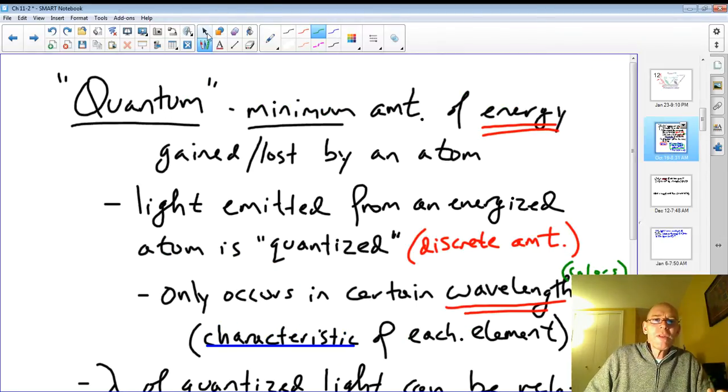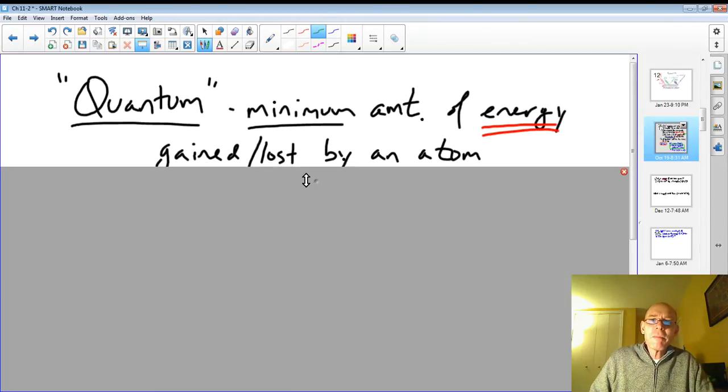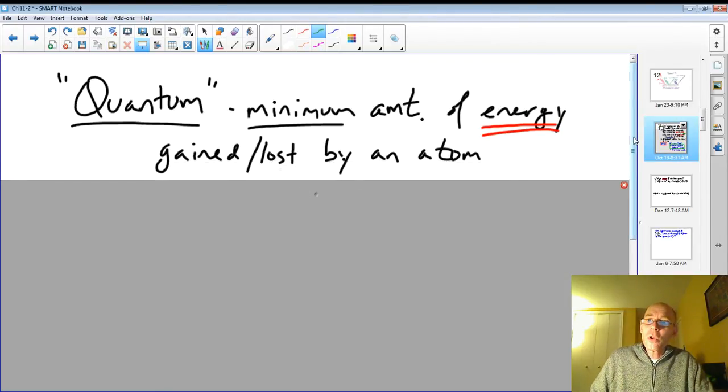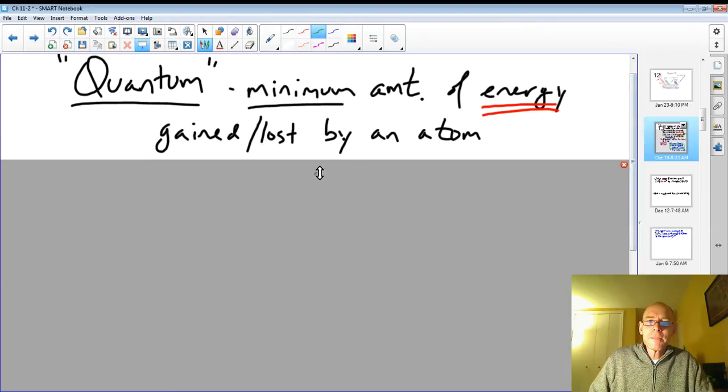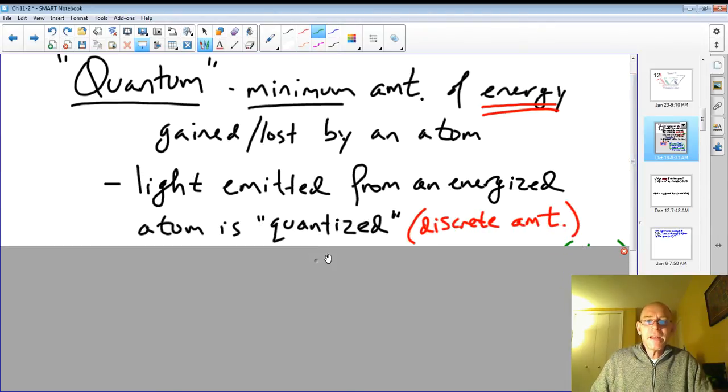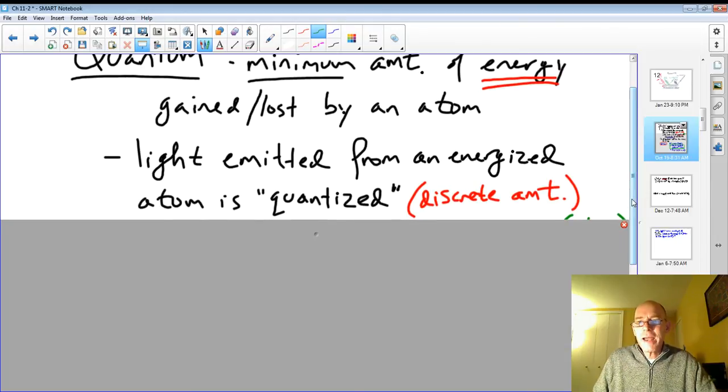So what is this quantum then? The quantum, again, is this minimum amount of energy gained or lost by an electron. And light emitted from an energized atom is quantized. It comes out in discrete amounts of energy. The reason we know that is because we only get one color of light that comes out of iron. That's not true. There's multiple colors, but they're very discrete.